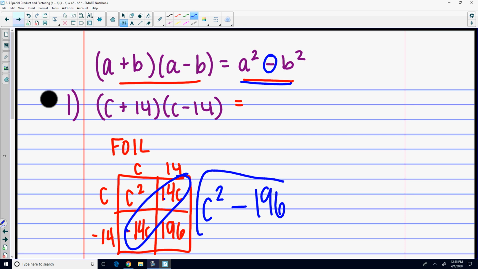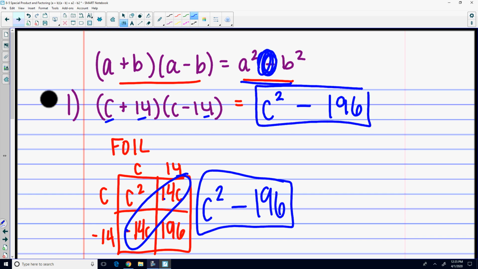All right, let's see if we use the trick to do that. In my A position, I have a c. c squared is c squared, and in my B position, I got a 14, and 14 squared is 196. And again, it is always subtraction between them. That is my final answer.